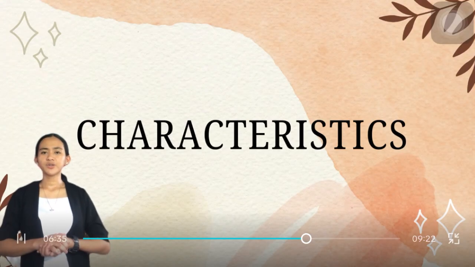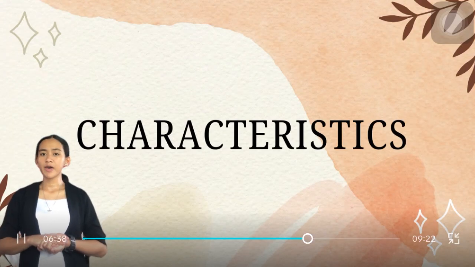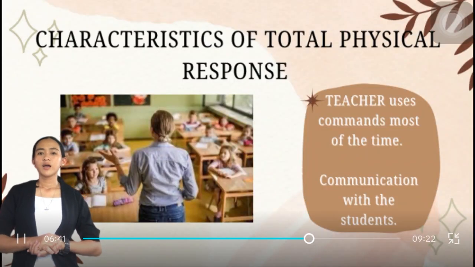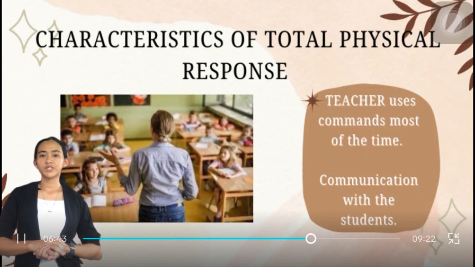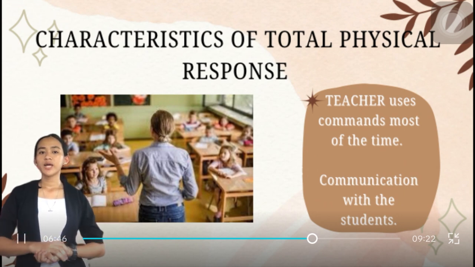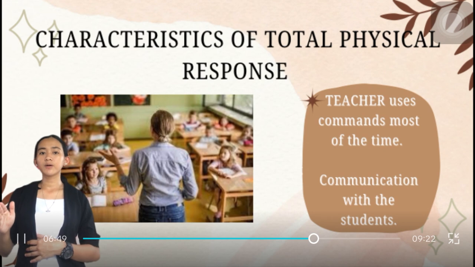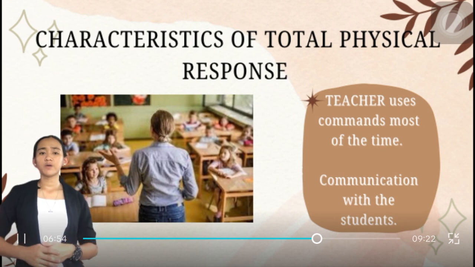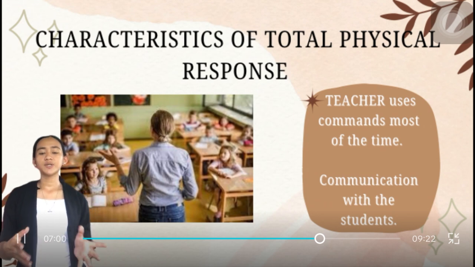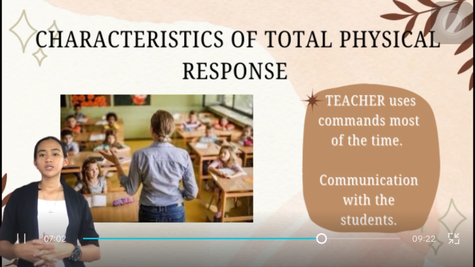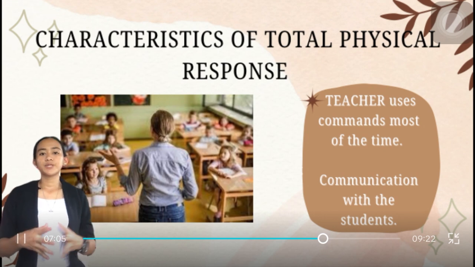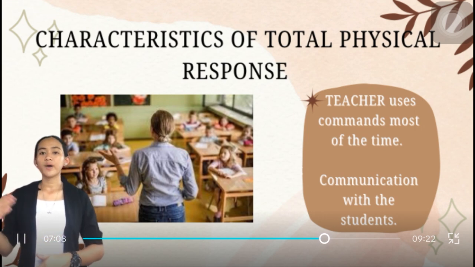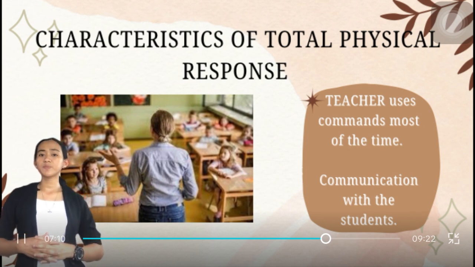So what are the characteristics of a total physical response method? So there are four characteristics in total physical response method. So the first one is the teacher uses commands most of the time in communicating with the students. So in total physical response method, the teacher primarily gives commands or instructions to guide students in their learning. So this focus on command-based communication helps students learn to associate words with actions, making the learning experience more dynamic and engaging.